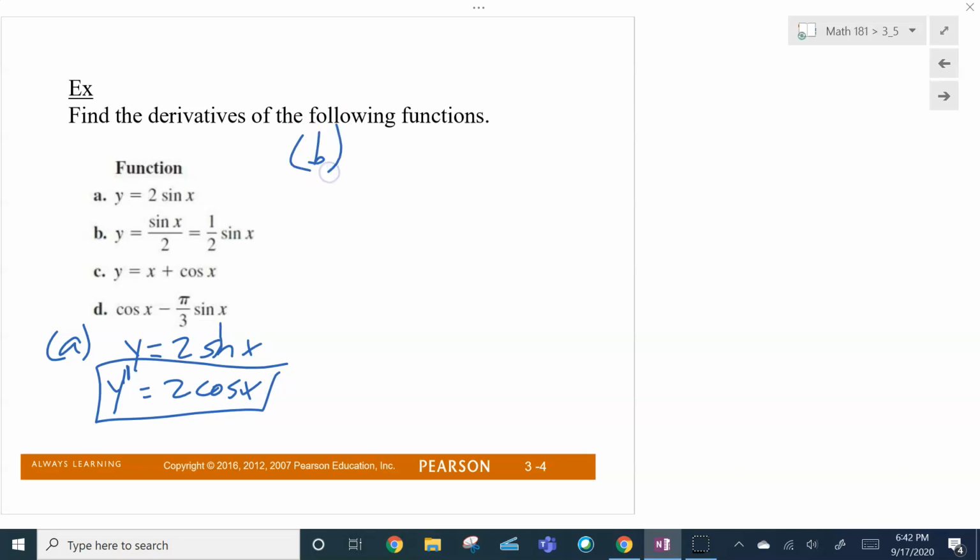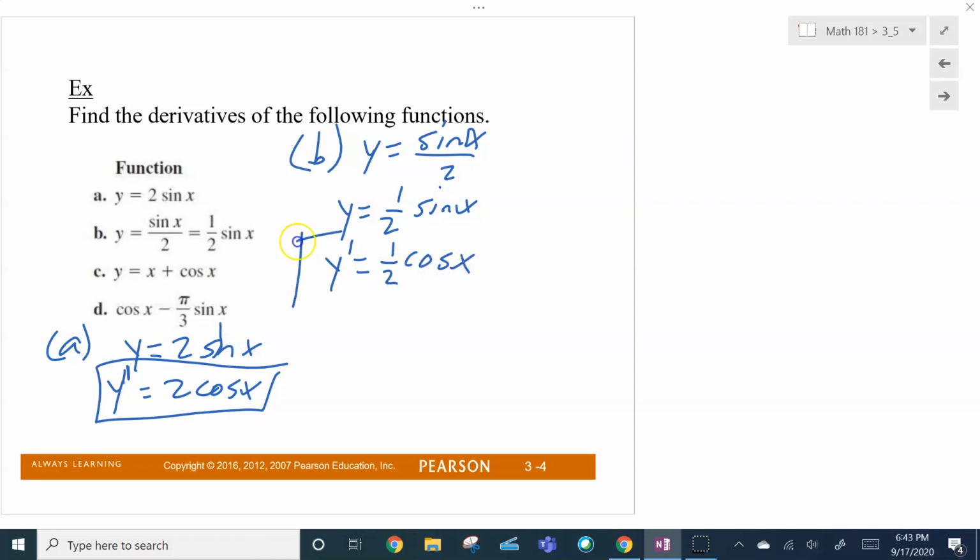B. Notice b is sine x over 2. Instead of running the quotient property, I'm going to write that as 1/2 times the sine of x, so that when I take that derivative, it's just easier than running the quotient property. I leave the constant there, and then I take the derivative of the sine, which is cosine. So 1/2 cosine x, or cosine x all over 2, however you want to write that.